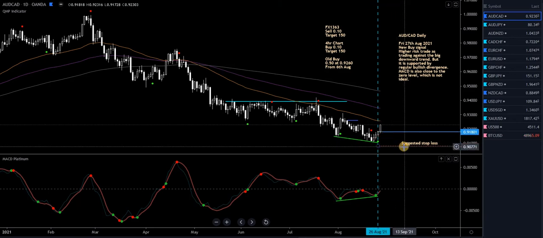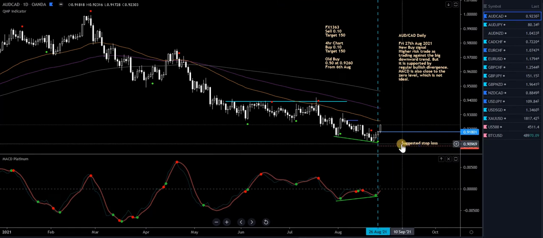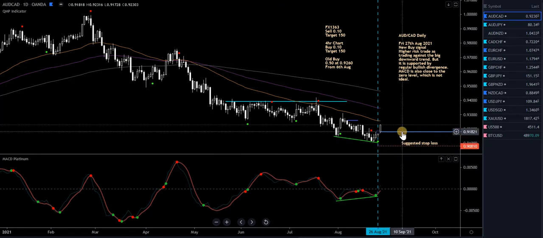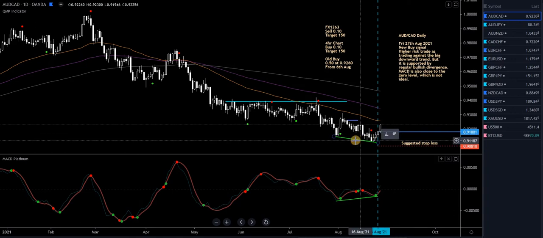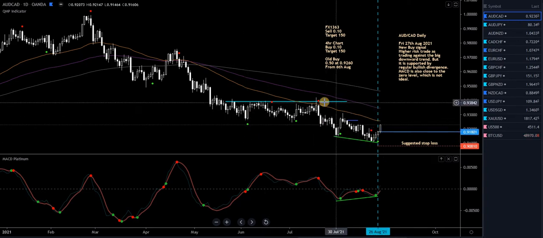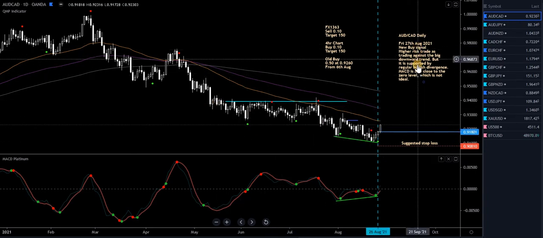I'm just going to leave it for one more day and just have a look here. This is a stop loss, this red dotted line. That's the buy. Just going to give it a bit of wiggle room and see how we go here. So that's that trade there. That's the AUD CAD buy.